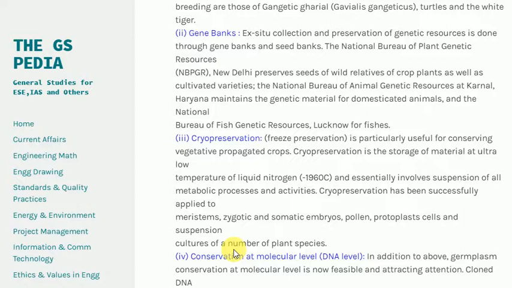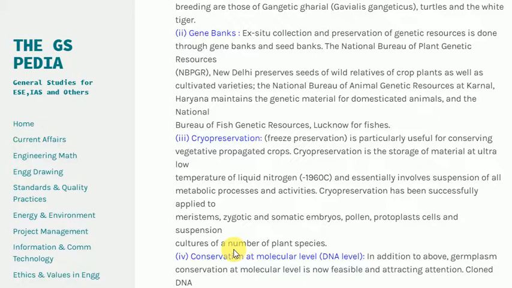3. Cryopreservation. Freeze preservation is particularly useful for conserving vegetatively propagated crops. Cryopreservation is the storage of material at the ultra-low temperature of liquid nitrogen, -196°C, and essentially involves suspension of all metabolic processes and activities. Cryopreservation has been successfully applied to meristems, zygotic and somatic embryos, pollen, protoplast cells and suspension cultures of a number of plant species.